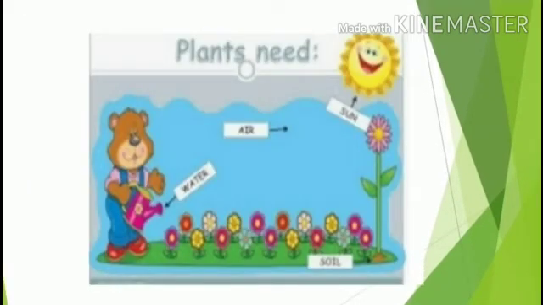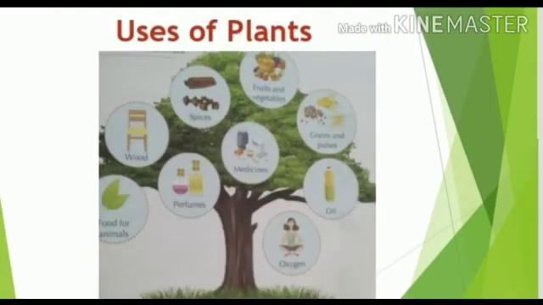Do you know what plants need? Plants need water, air, sunlight and soil. Uses of plants. Plants provide us fruits and vegetables, grains and pulses, medicines, oil, spices, wood, perfumes, food for animals, and what is the most important thing we get from plants? That is oxygen.